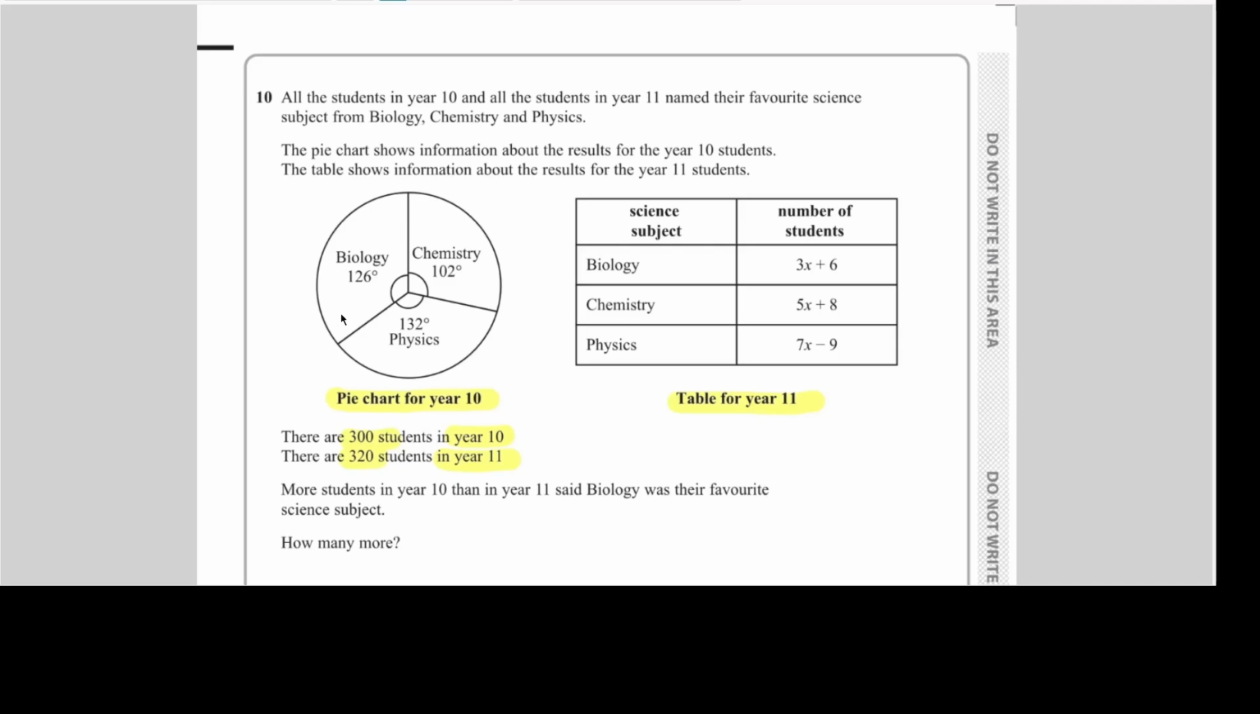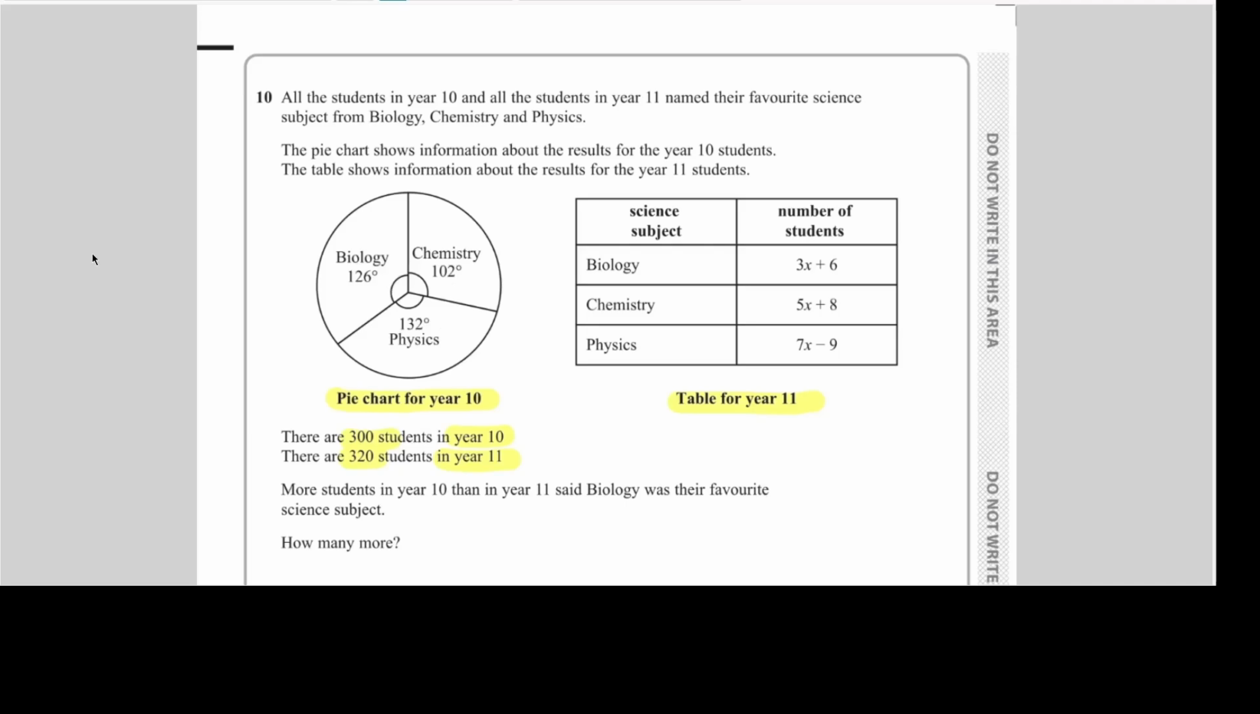Okay, now can you see these are sectors? This angle, which is 126, is proportional to the number of students who said that biology was their favorite subject. Likewise, 102 is proportional to the number of students who said that chemistry was their favorite subject. Likewise, the full angle, the whole angle, which is 360 degrees in a circle, is proportional to the total number of students. Is it clear? Total number of students.